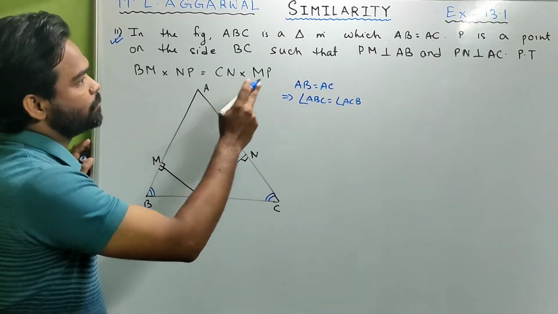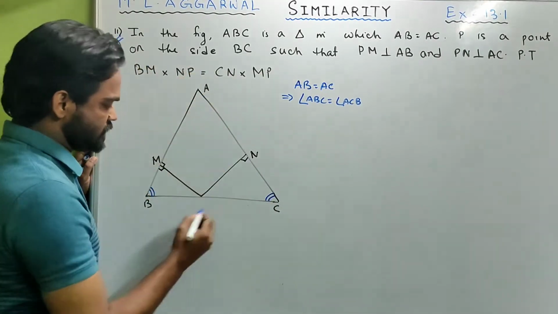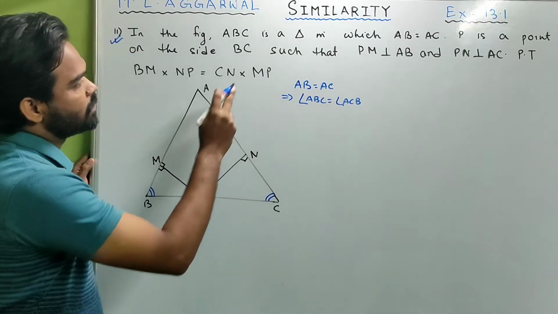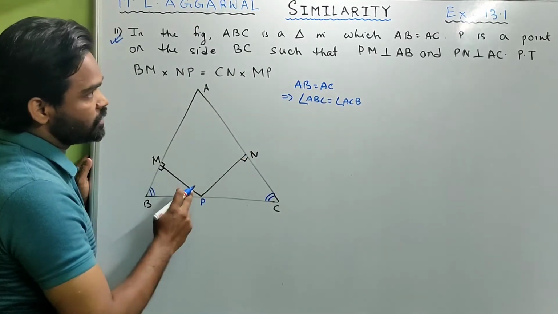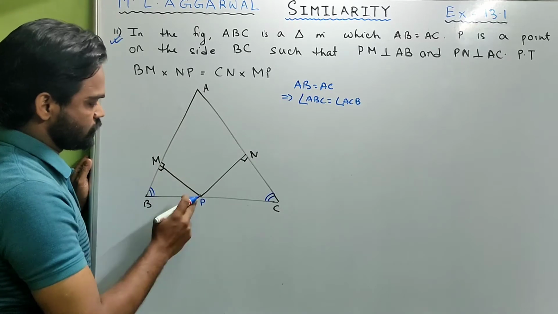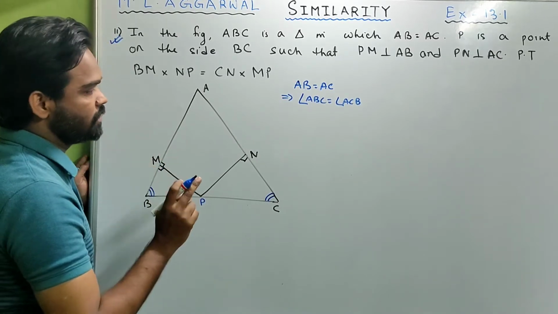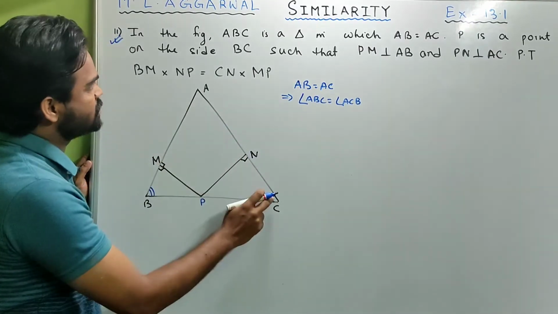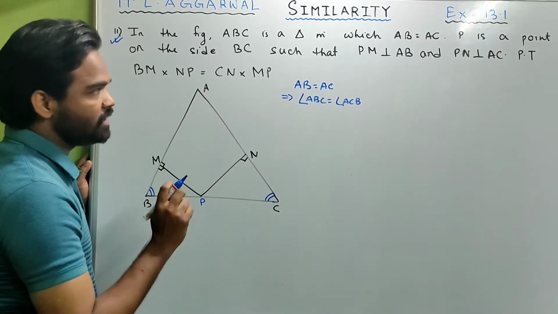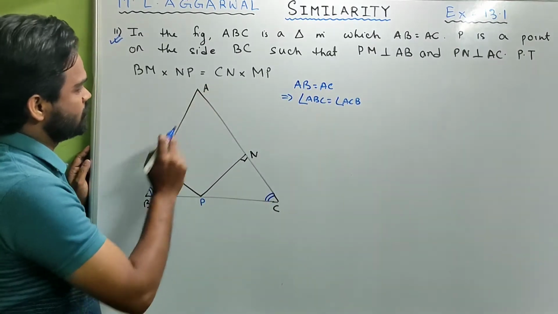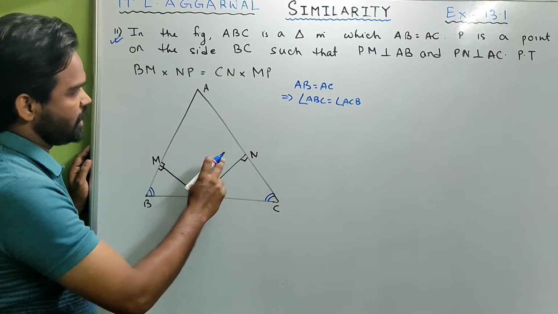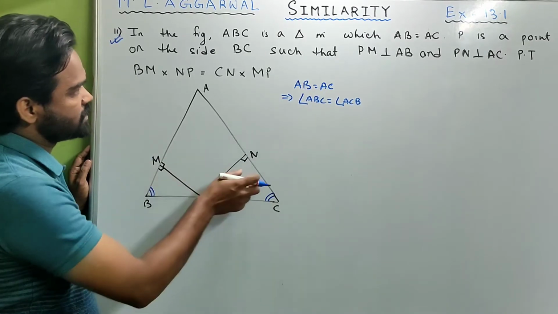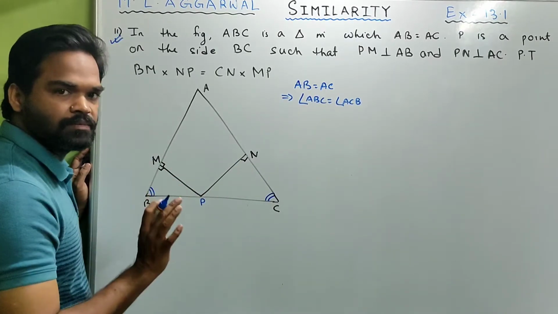Now let us read the sum. P is a point on the side BC, so this is P, such that PM is perpendicular to AB, so PMB is 90 degree. PN is perpendicular to AC, so PNC is 90 degree. Prove that BM into NP is equal to CN multiplied by MP.